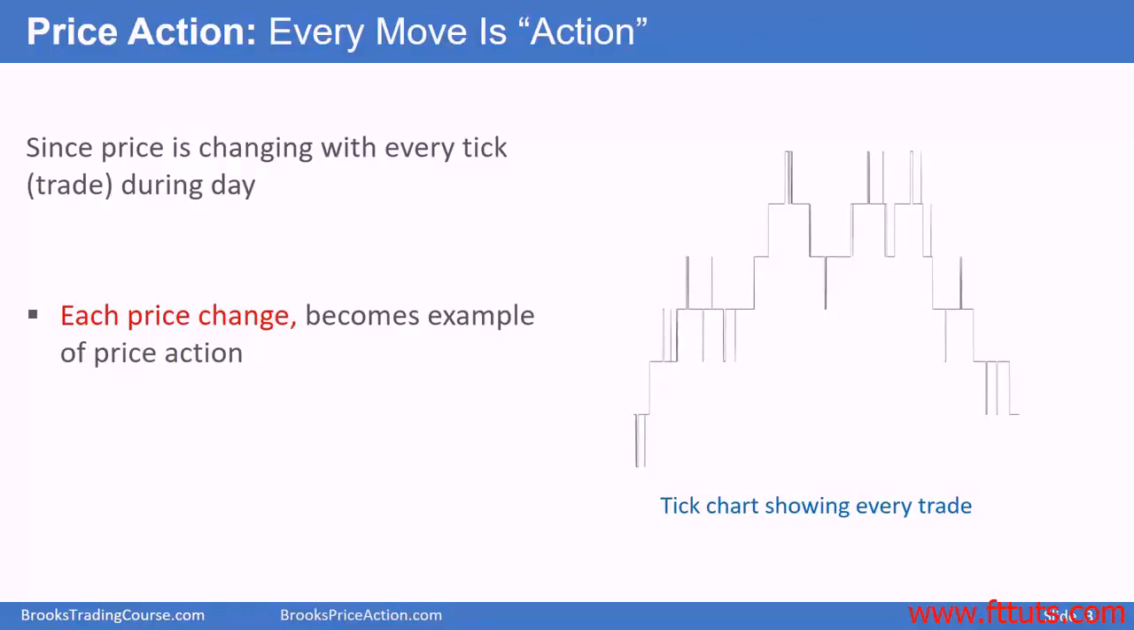Price is changing with every tick, every trade during the day. And every price change is an example of price action. So for example, here's the tick chart where every little bar is one trade. We went up, here we went sideways, we went up, we went down, we went up. Sideways here for a few trades at the same price, and then we went up. Sideways at the same price, and then we went up. This tick chart shows every trade that takes place during the day.